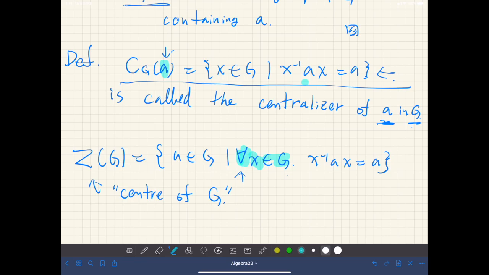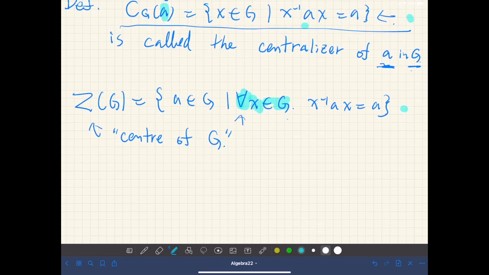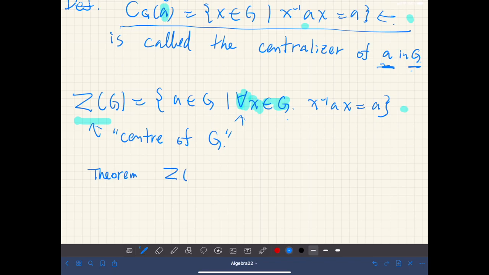So don't confuse these two subsets. By the way, this is called the center of G, and we didn't say this is a subgroup, but in fact this is a subgroup. So here is a theorem. The center of G is a subgroup of G. So let's prove this.